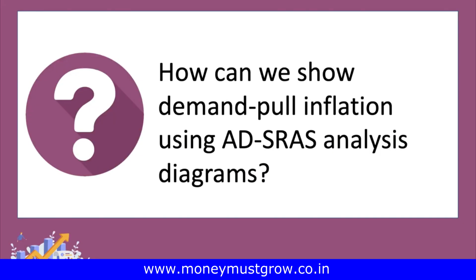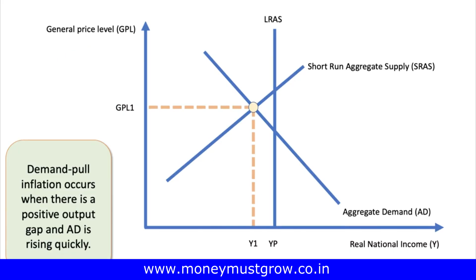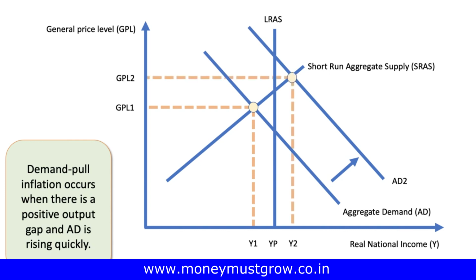And again, how can we show demand pull inflation using our analysis diagrams? Well, here we go. Demand pull inflation occurs when the economy is operating above potential, when there is a positive output gap and aggregate demand is rising quickly. So, for example, that would be a big increase in aggregate demand to AD2. Of course, that can lead to a short-term expansion of production, but it can also lead to higher prices and an increase in inflation. Demand pull inflation tends to happen when the short-run level of production is fairly inelastic, supply is inelastic, and the economy is coming up against capacity constraints.